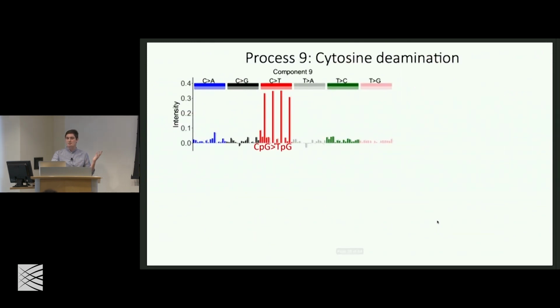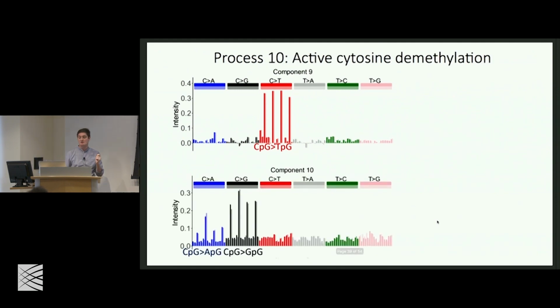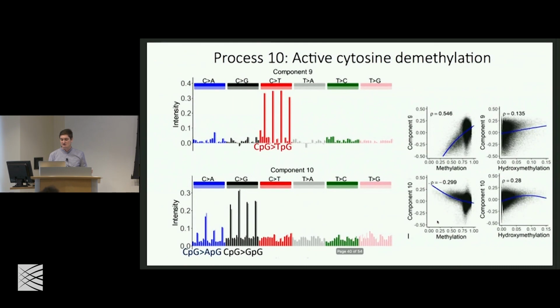So then, a couple of other processes. One we discovered is cytosine deamination, which is C2T mutation in CpG context. It is well known and not surprising that we found it. But what is more interesting is that we also found another sort of mutation in CpG context. It turns out that there are C2G and C2A mutations in CpG context. And this, as we showed, is a process of active demethylation of methylated cytosines.